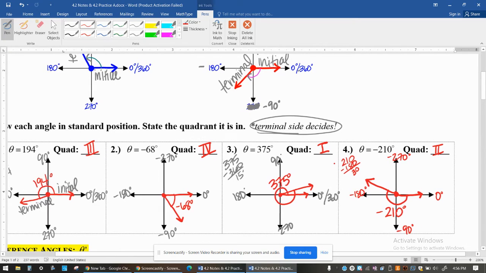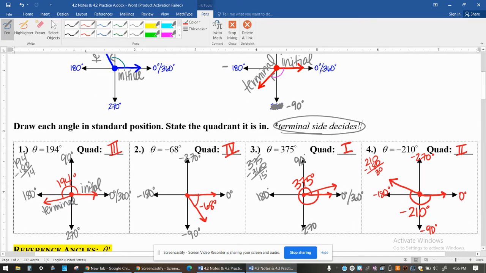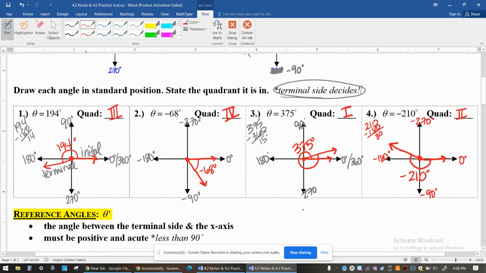So again, make sure that your initial side is always on the positive x-axis. You're going to go up and around to the left if your angle is positive, and you're going to go down and around to the left if it's negative. If you go around multiple times, you need to make sure that it looks like a little coil. Okay? Show how many times around it's gone.